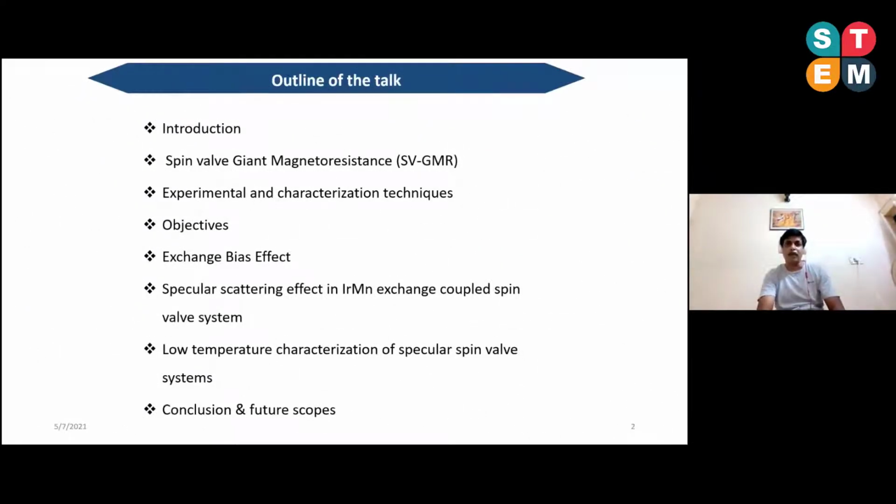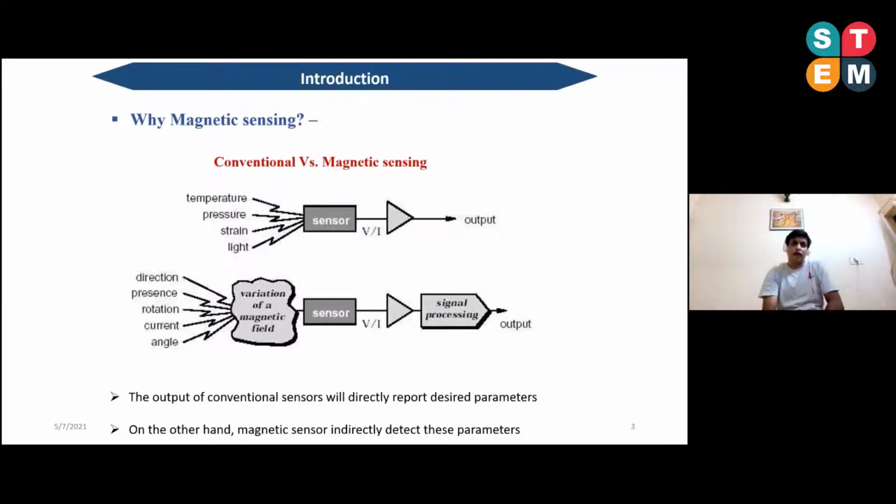So mainly the outline of my talk is: what is spin valve GMR, which was discovered in 1988, and then what kind of experimental techniques and characterization we use. The objective is the exchange bias effect, and we are using iridium manganese as one of the exchange bias layers for the spin valve systems, and then some low temperature characterization of the spin valve.